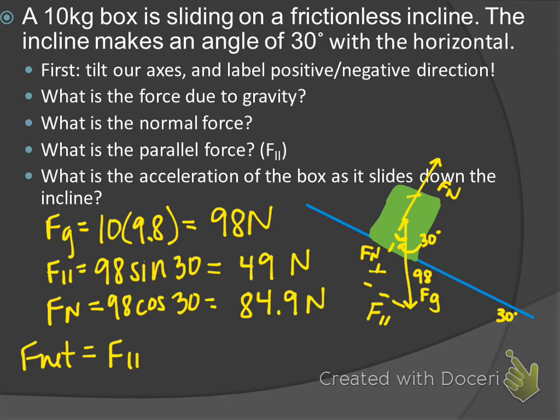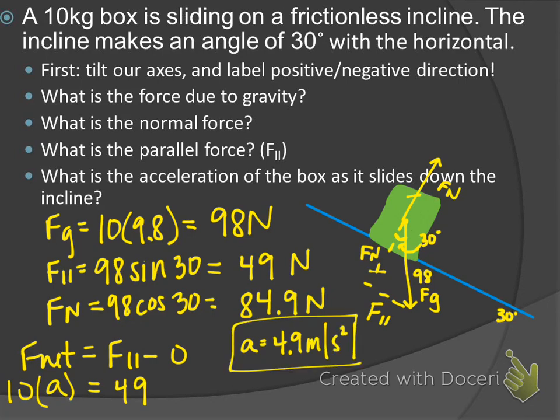Is anything opposing it? No friction, nothing like that. We didn't talk about friction. You weren't given a coefficient of friction, so there's nothing. You can put a minus 0 if you want, but you don't have to. So I'd say 49 equals F net, which we know is mass times acceleration. And that means our acceleration is equal to 4.9 meters per second squared.